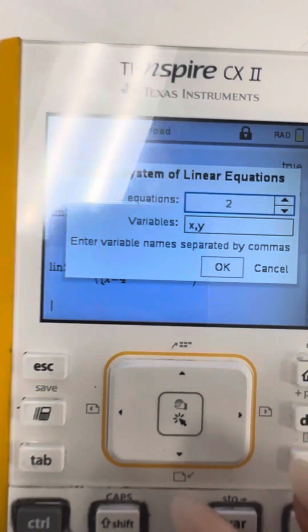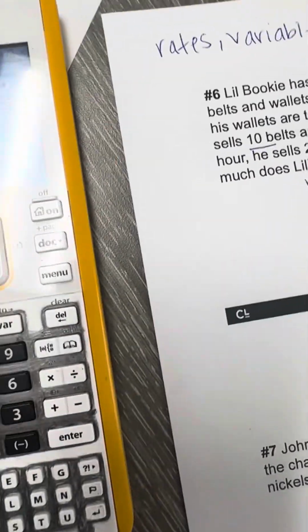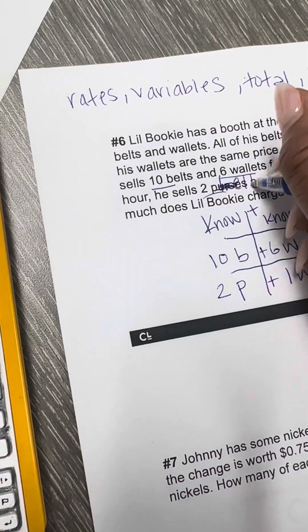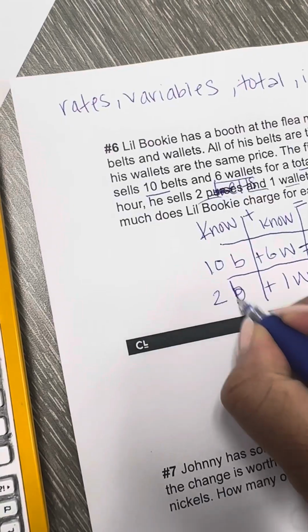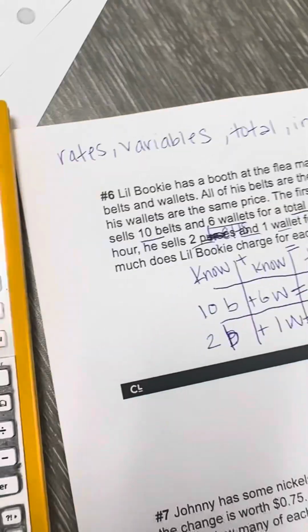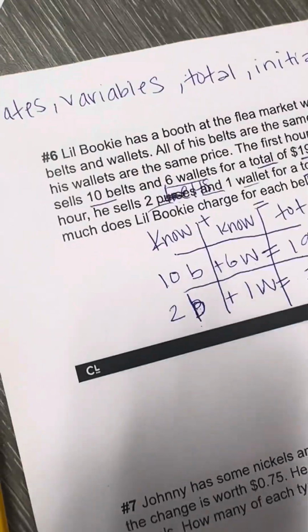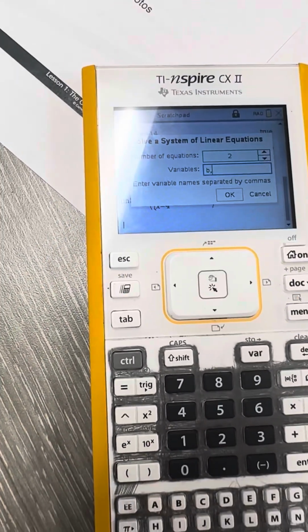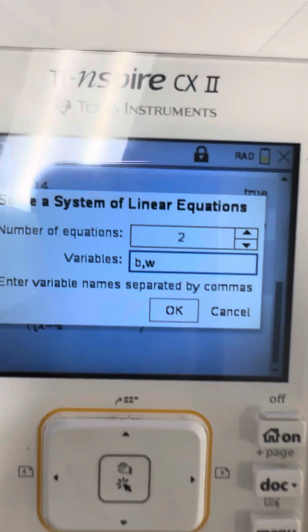Make sure you change your variables. Hit tab to go down. We use B and W. Oh, sorry, that was my mistake. It should say belts, sorry, B, belts. So go ahead and put in B, W. Use your same variables that you use. B, comma, W. Enter.